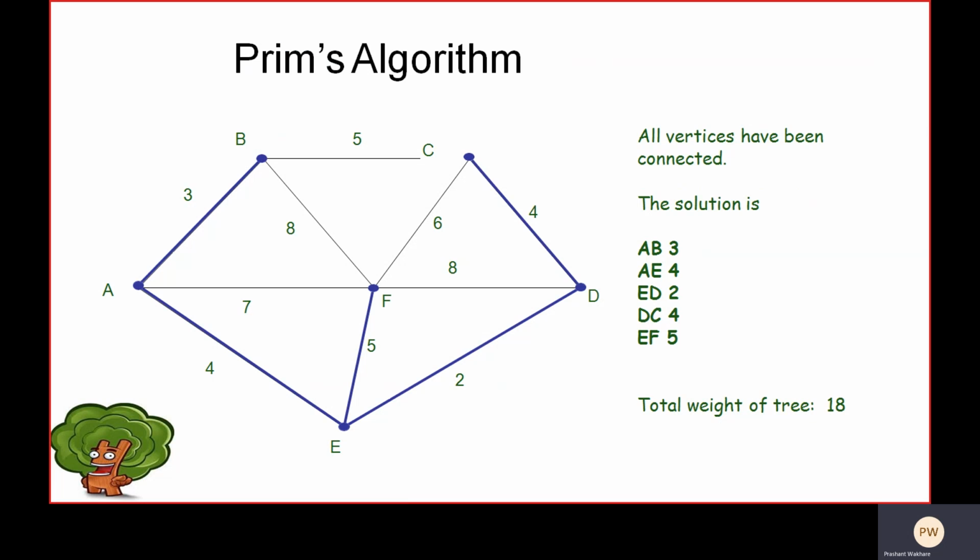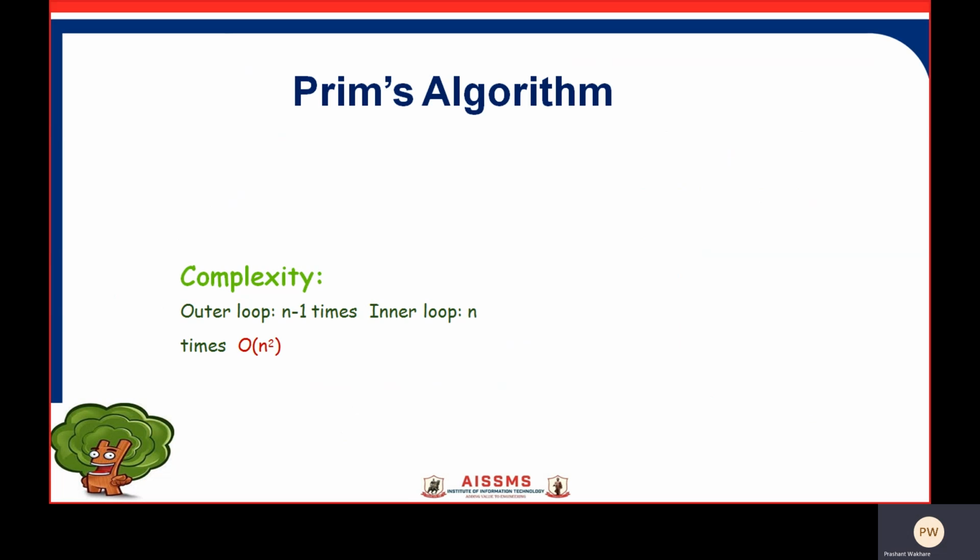In finding the minimum spanning tree, there is one condition that there will be no cycle, or no circuit. The complexity of Prim's algorithm: the outer loop runs n minus 1 times and the inner loop runs n times. So the complexity is big O of n square.